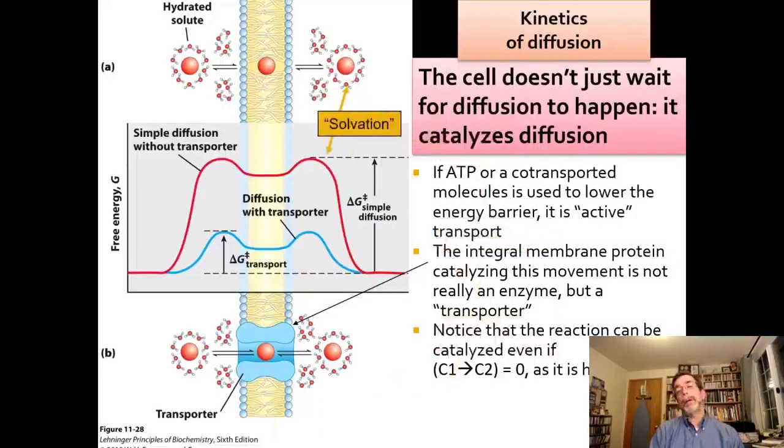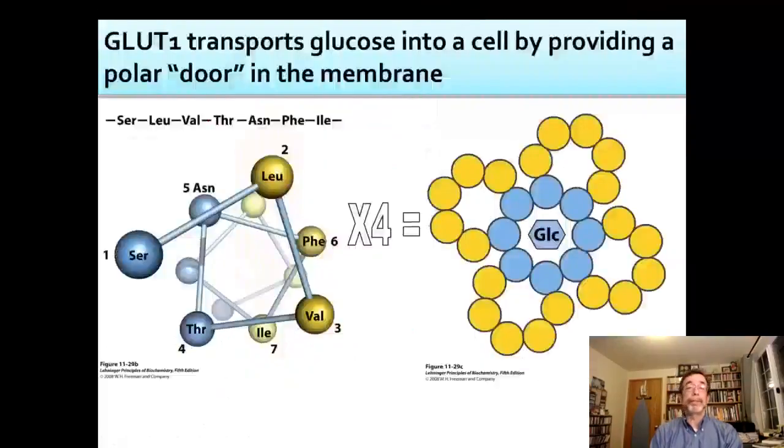So that's solvation. By the way, remember that I said that would be a term that's important. You have desolvation on the left, resolvation on the right, and that accounts for part of the energetic penalty you have to pay because you have to strip those waters off in order for the thing to get across. The transporter can help make that process easier.